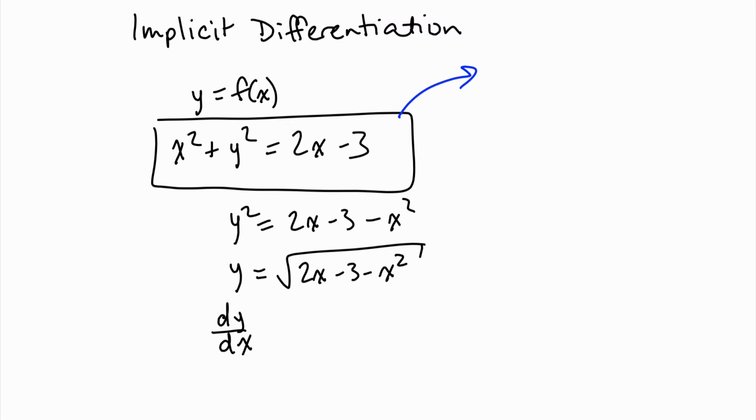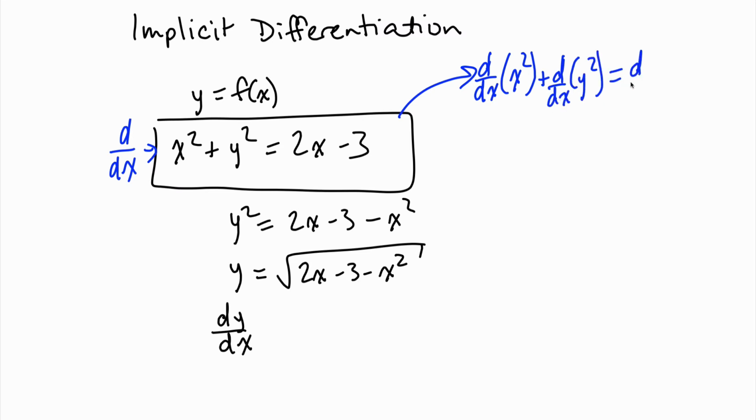So I want to find the derivative with respect to x of all this stuff, which gives me, kind of like I did for partials, d by dx of the first term, plus d by dx of the second term, equals d by dx of all the stuff on the other side. Which just means, well, d by dx of x squared is going to be 2x, and d by dx of 2x minus 3 is just going to be 2.